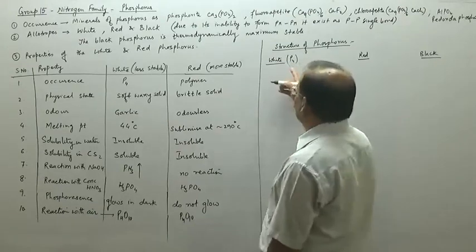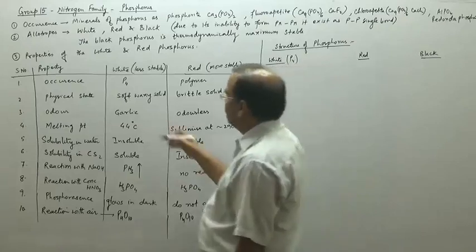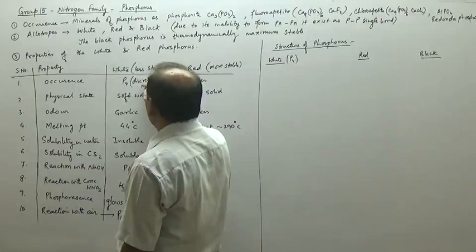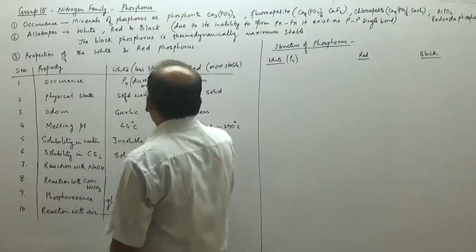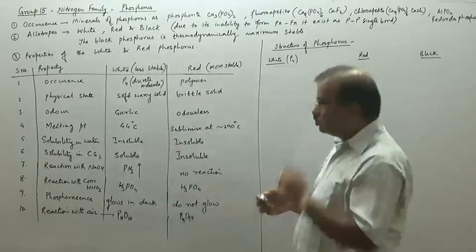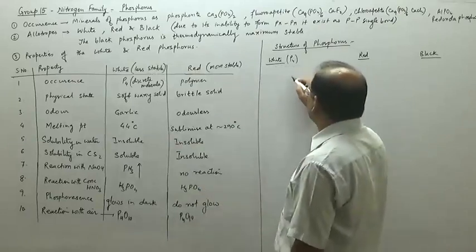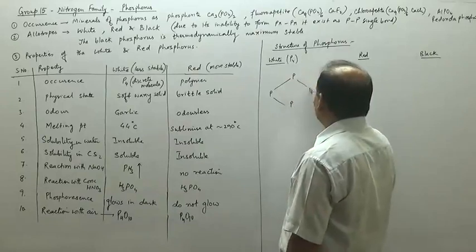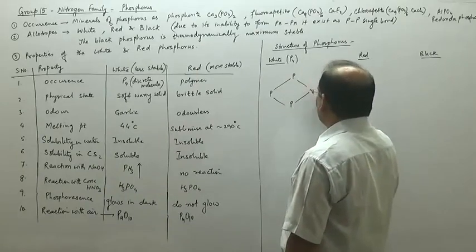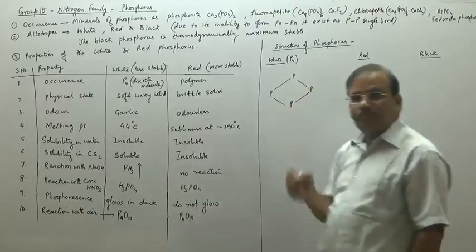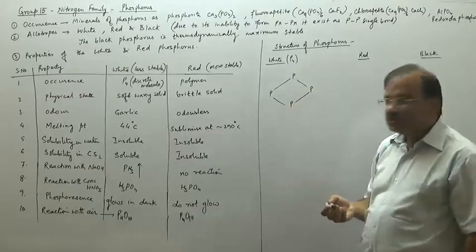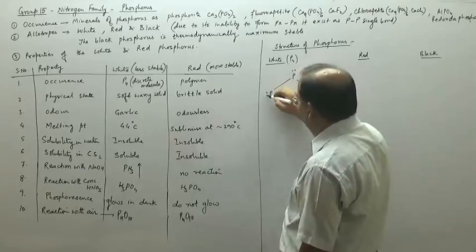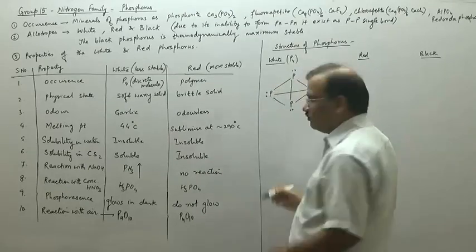So it exists as a discrete P4 molecule, but red phosphorus exists as a polymeric molecule. We'll write that the discrete molecule is like this. The structure of this phosphorus can be written like this. Each phosphorus forms 3 bonds and has a lone pair. So these have a lone pair, as well as forming 3 bonds with each other. This is the structure.